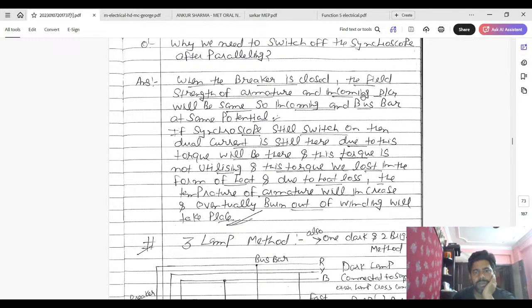When the breaker is closed, the field strength of the armature and the incoming DG will be the same, so the incoming DG and the bus bar are at the same potential. If the synchroscope is still switched on, the torque will still be there. This torque is not utilized, and it will be lost in the form of heat. Due to heat loss, the temperature will increase, and the instrument will be damaged.